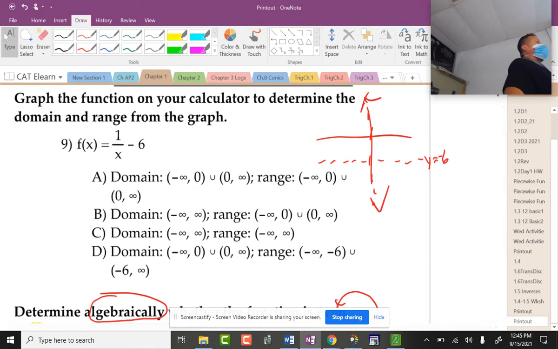So the horizontal asymptote goes down 6. The vertical asymptote is still at x equals 0. And hence, those are my two domain and range issues. Vertical asymptote, domain issue; horizontal asymptote, range issue. So it looks like D is the answer there, all right? Knowing how to answer that.